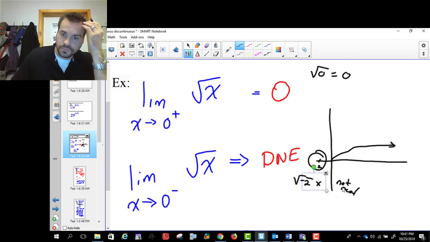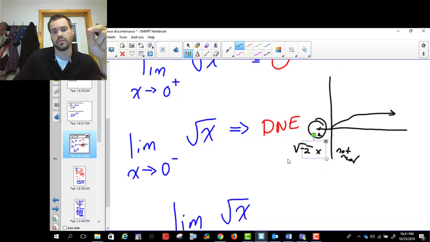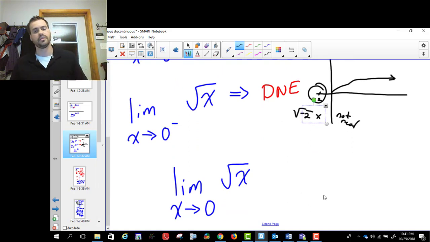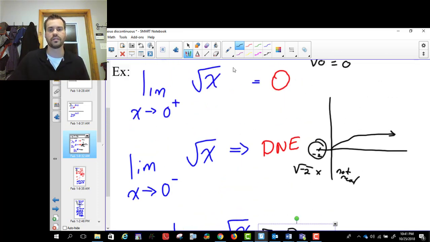It's an imaginary number. So what that means is I can come in from bigger than 0 and go to 0. I can come in from lower than 0. Wait a second, no, I can't. So because of that, the limit as x approaches 0 does not exist for root x, because these two values are not the same value. This one doesn't have a value.